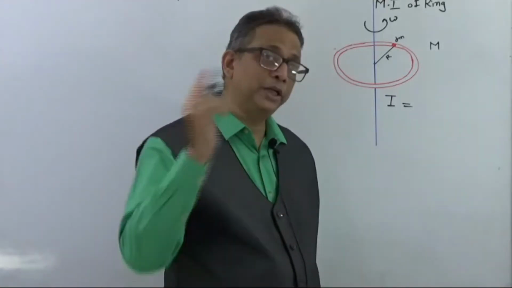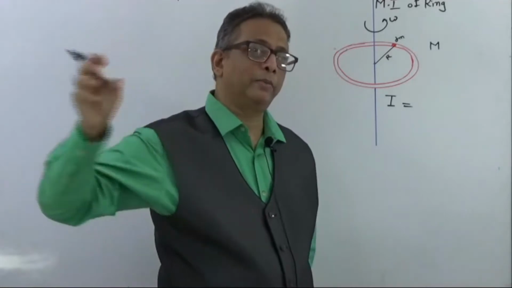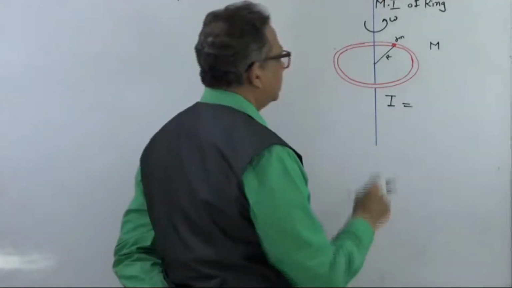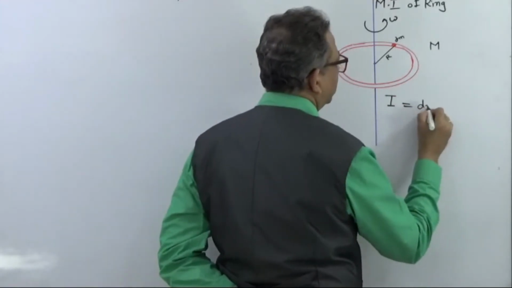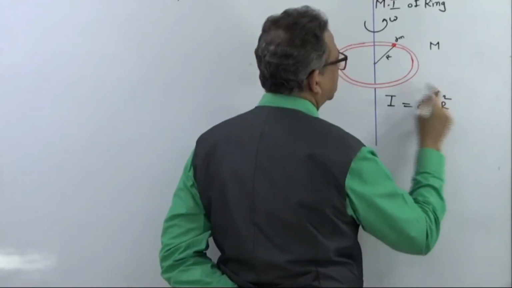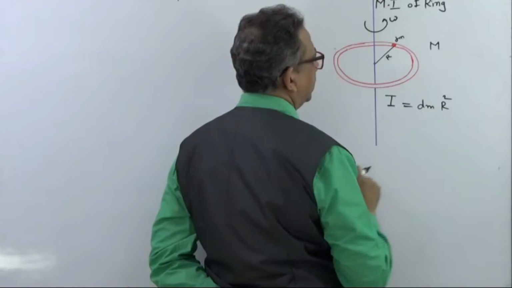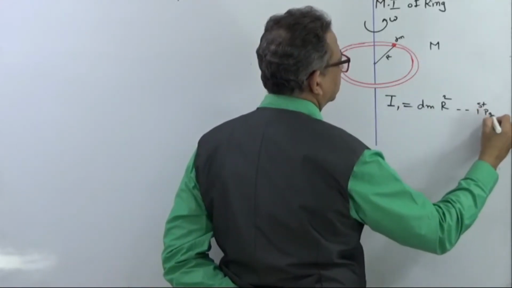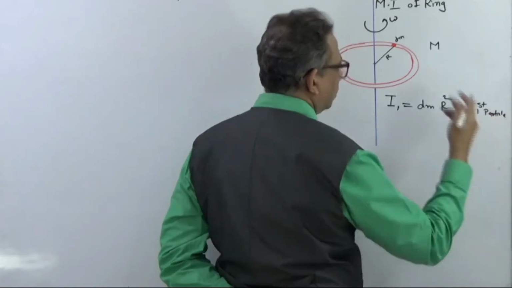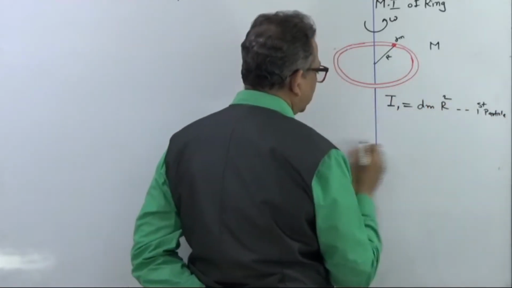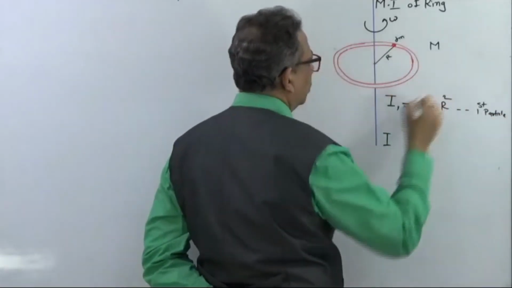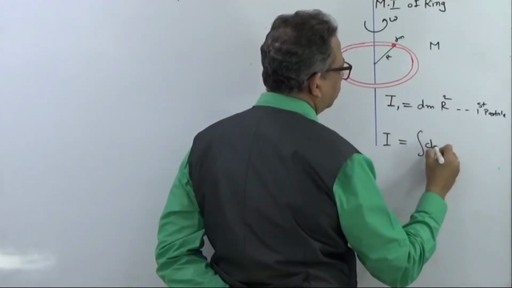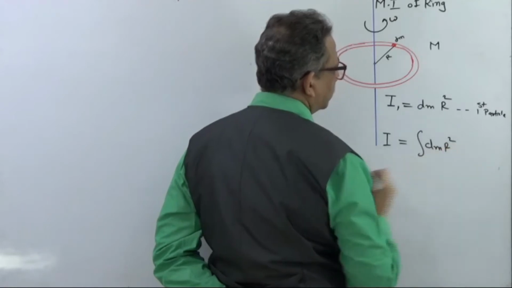It was a summation of all the mr square added together, but for a single particle it is the mass of that particle, dm, and the distance r square. This is the moment of inertia of one particle. So the total moment of inertia of the whole ring will be the integration of dm r square.